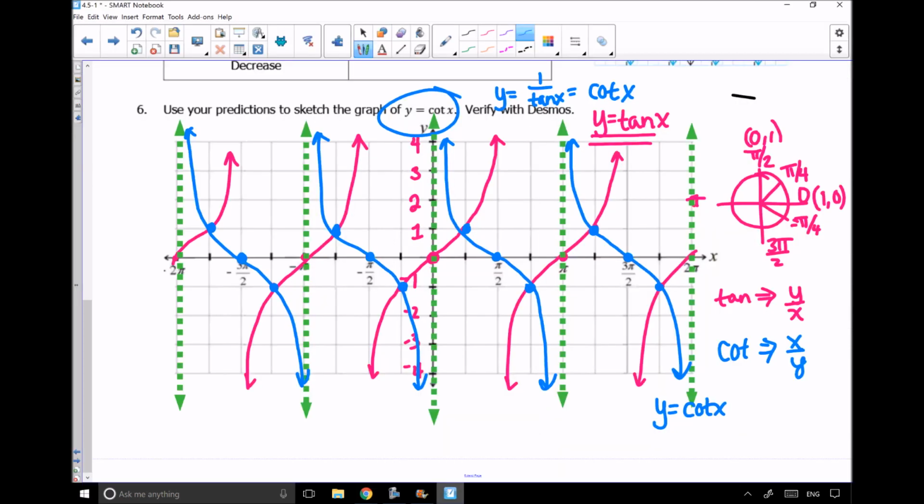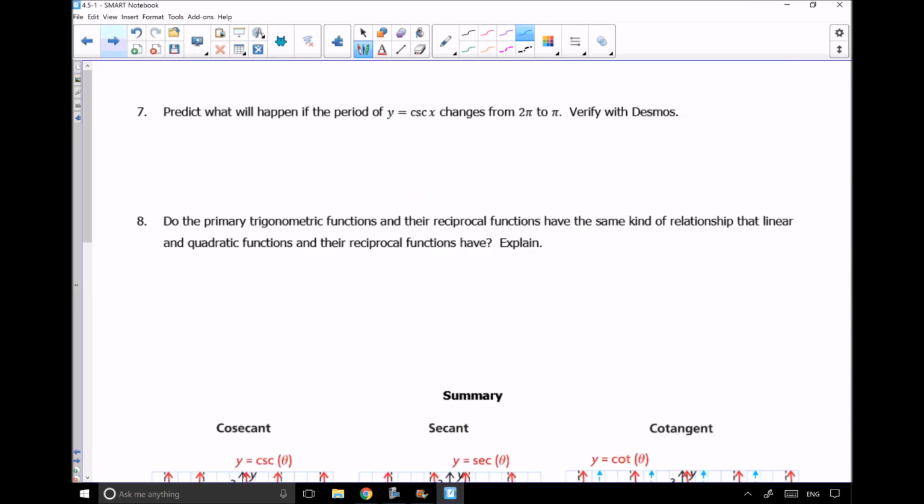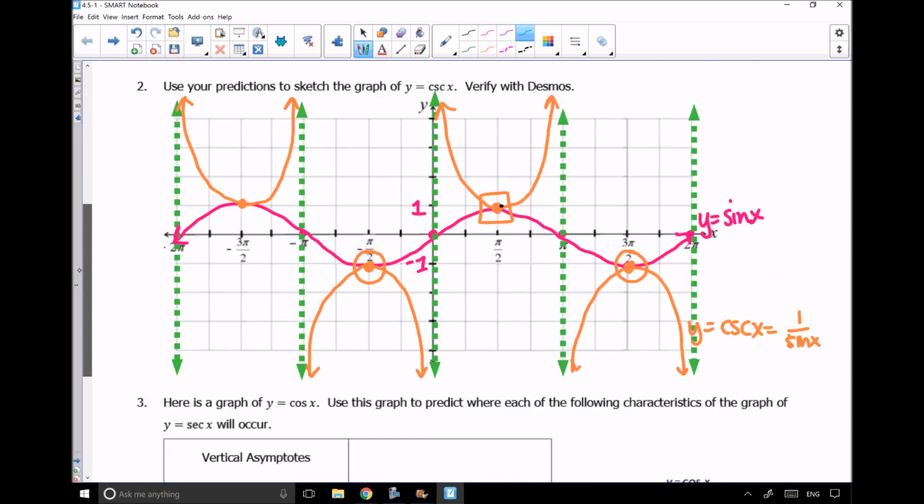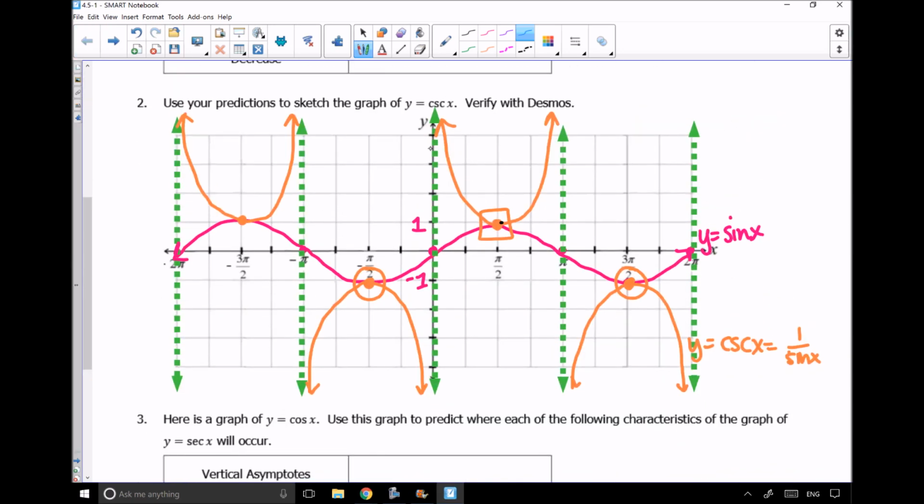Okay? All right, so next we're going to predict what will happen if the period of cosecant of x changes from 2 pi to pi. So let's see right here. My period right here was 2 pi. I needed 2 full pi to get a full cycle. Well, if it changes from 2 pi to pi, that means that it's just going to complete the cycle in half the time, right?